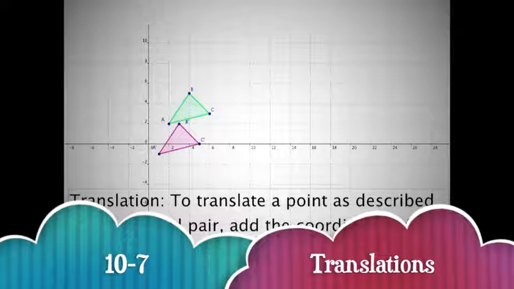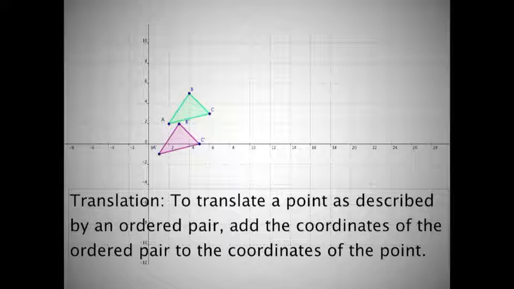Now you'll remember translation from chapter 5 when you were doing other types of movement along with tessellation and so on. But now we're going to put it in mathematical terms. So here's our descriptor. It's to translate a point as described by an ordered pair at the coordinates of the ordered pair to the coordinates of the point.